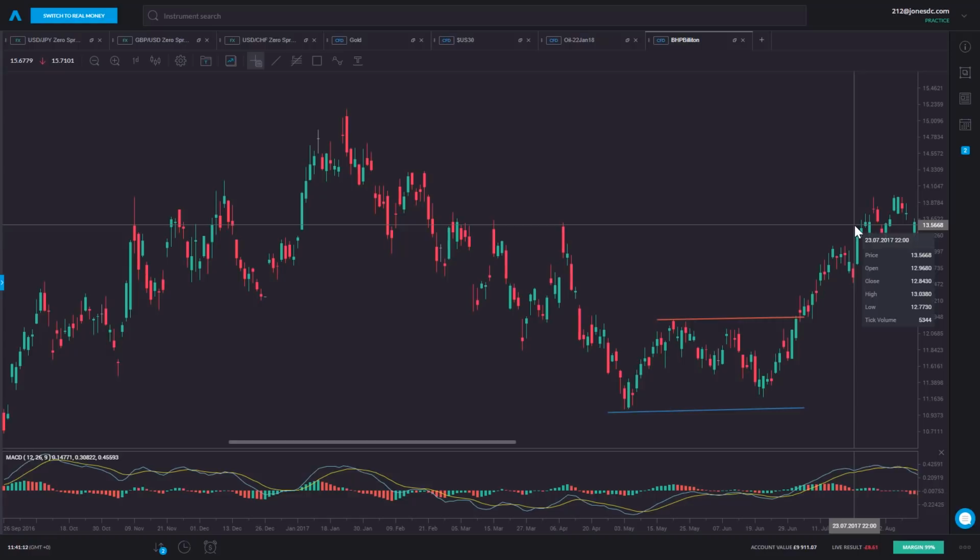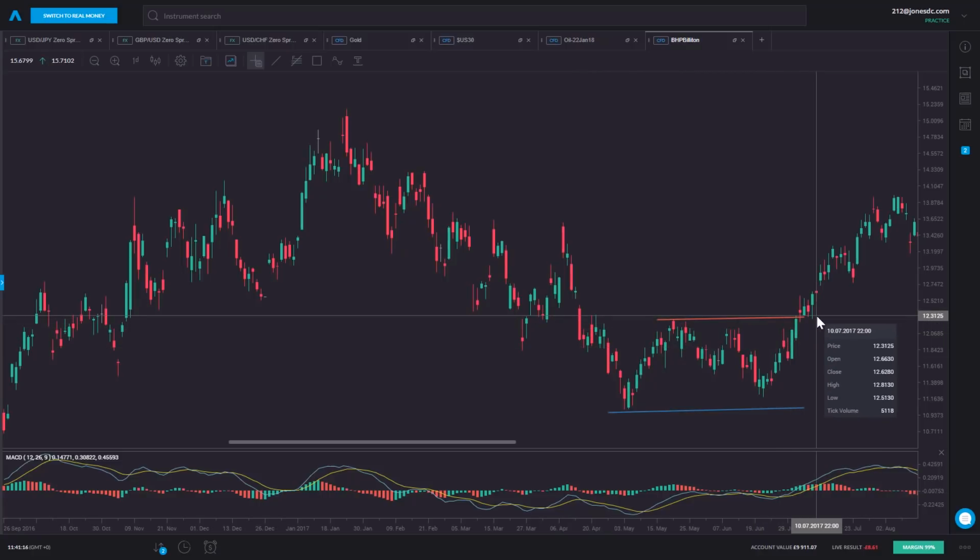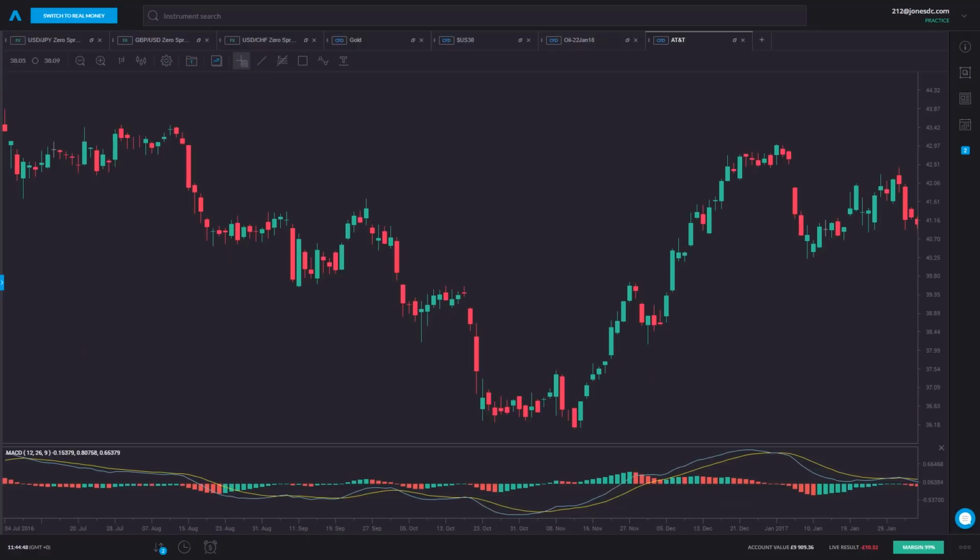They don't all work out like this, obviously, but this, I think, is a good example of how this setup did end up in pretty much a big trend reversal. So this time, this is a US share. This is AT&T, the telecoms business.